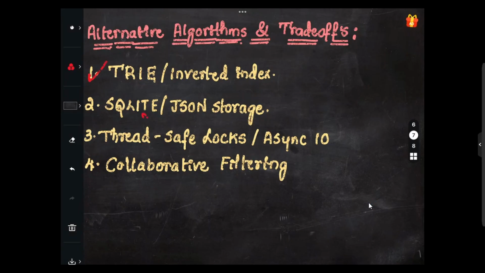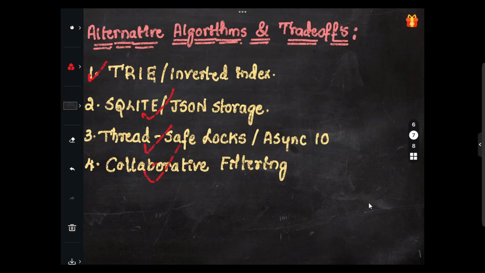The second one is SQLite or JSON storage. We can go with the SQLite or the JSON storage, right? Basically the feature that we can add here is persistence. We know this, but slower input output. Then the third one, we can go with thread safe locks or async input output. The feature that we can add here is concurrency. But it increases the code complexity quite obviously.